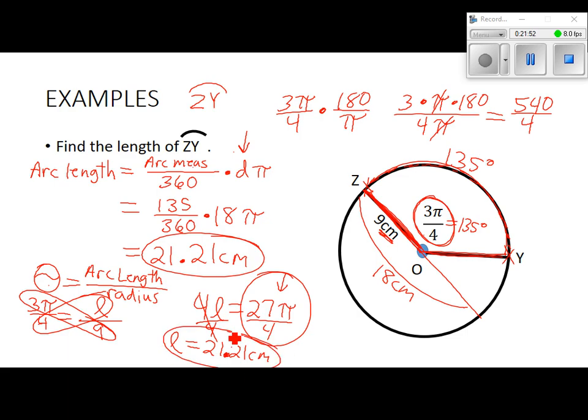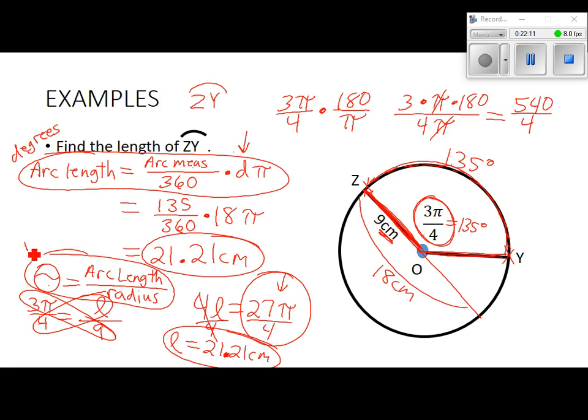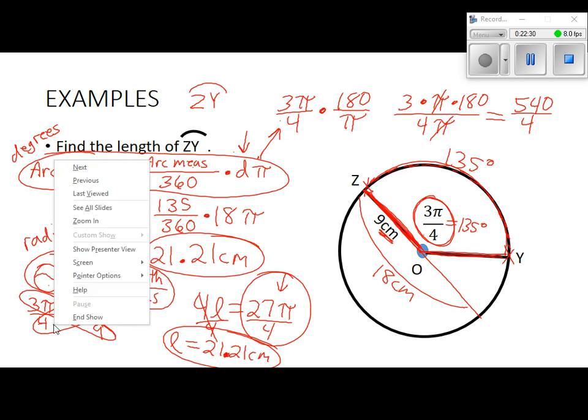So either way, basically the same thing. This method is probably a little easier if they give you the angle in degrees, or the arc measure in degrees. And this method is probably a little easier if they give it to you in radians. But it's up to you. You can use either one you want. The only bad thing with this one, if it's in radians to start with, you need to change it like we did up here into degrees to find that arc measure.